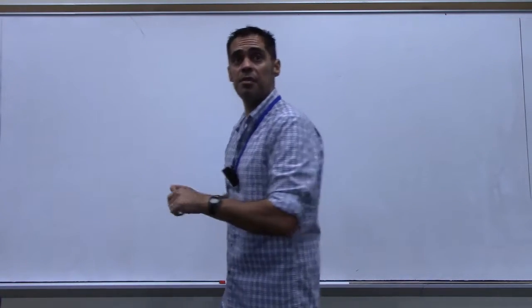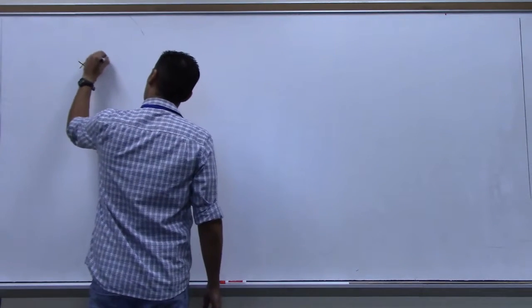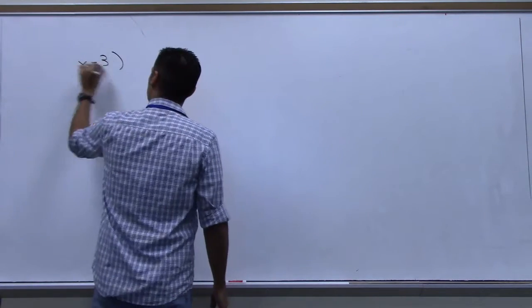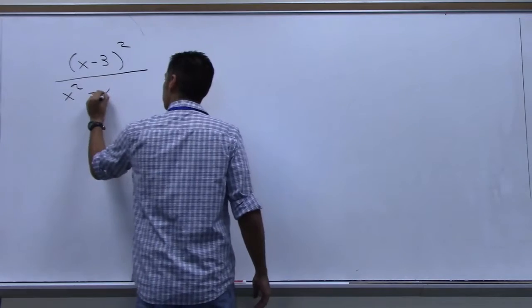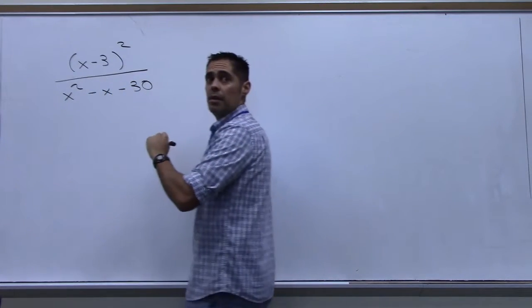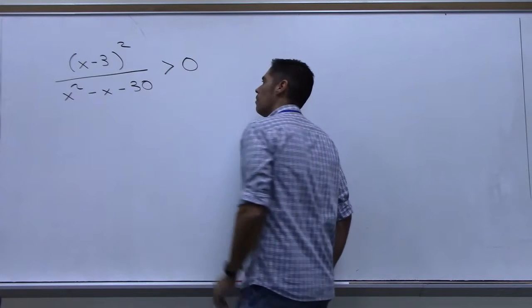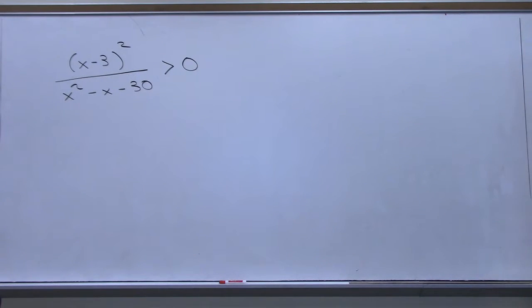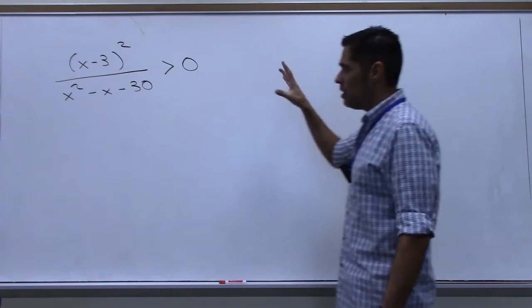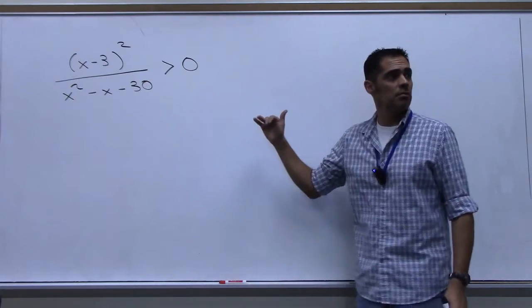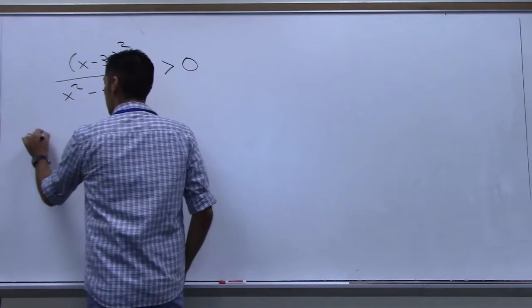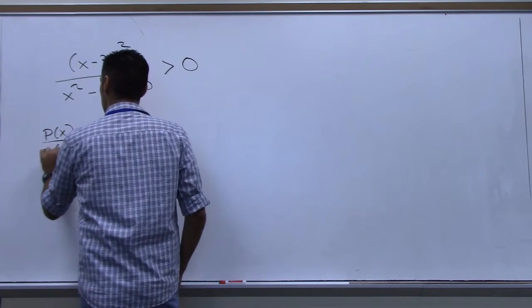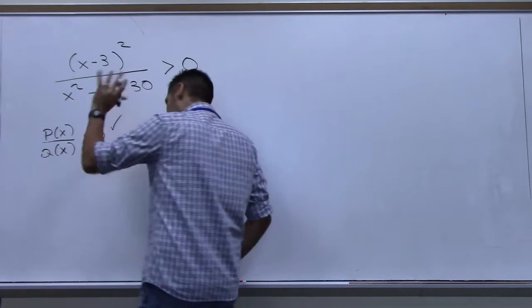(x minus 3) squared over x squared minus x minus 30 is bigger than 0. So do we have a polynomial, rational expression here all on one side greater than 0? Yes? So I have a p over a q. So that part of it I'm good with. P of x over q of x. In this case it's greater than 0, right? So I'm good with that.